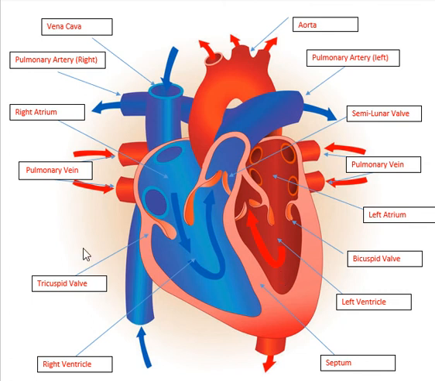Okay, the path of the blood then. If we start by thinking the oxygen has come into the lungs, through your nose and your mouth, into your lungs, it then gets picked up by the pulmonary vein. So the pulmonary vein takes the oxygenated blood from the lungs, and it goes through this vein here, the pulmonary vein, into the left atrium. From the left atrium, it goes through this valve here, which is called the bicuspid valve, and into the left ventricle. From the left ventricle, it goes up through the semilunar valve.